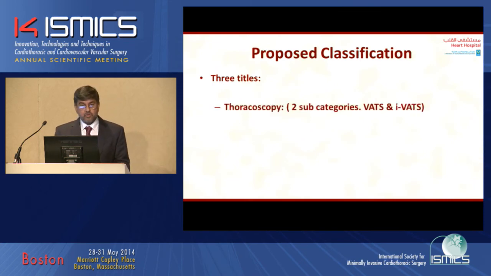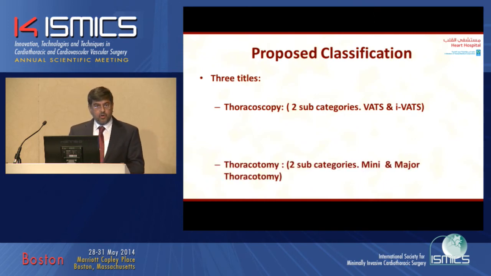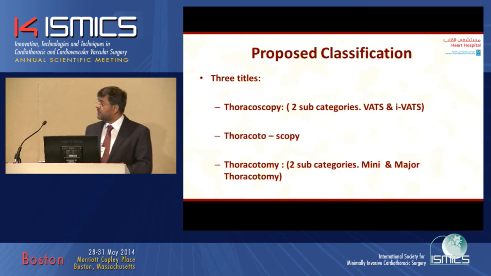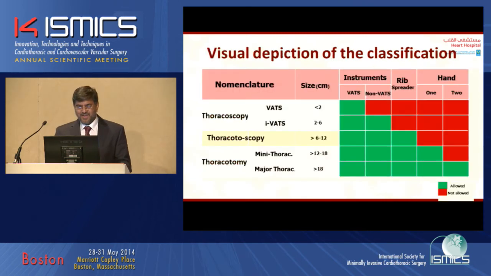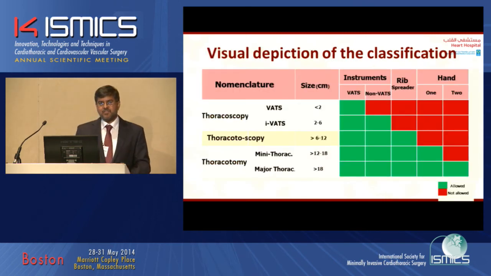Now, the proposed classification is around 3 titles. I call it a thoracoscopy, which I will explain in a minute, with 2 subcategories, simple VATS or incisional VATS. A thoracotomy, which is either minor or major thoracotomy. And in between the two, I suggest a hybrid terminology. A thoracotoescopy is a tongue twister. Okay? Now, this is the crux of my presentation.